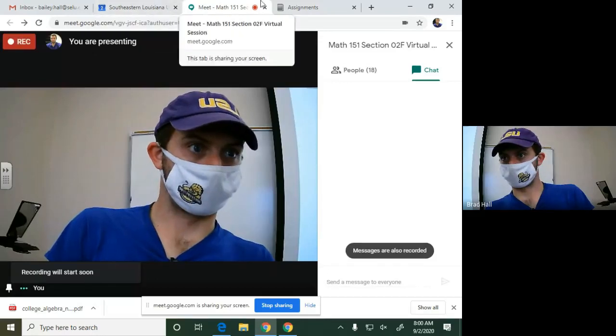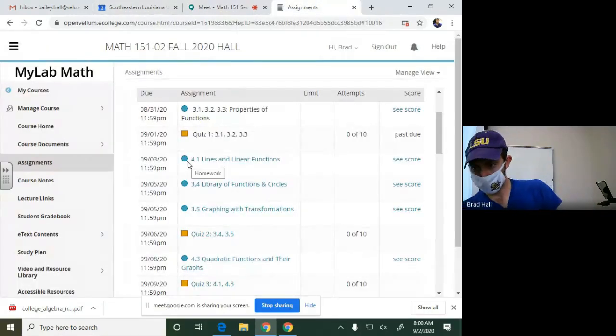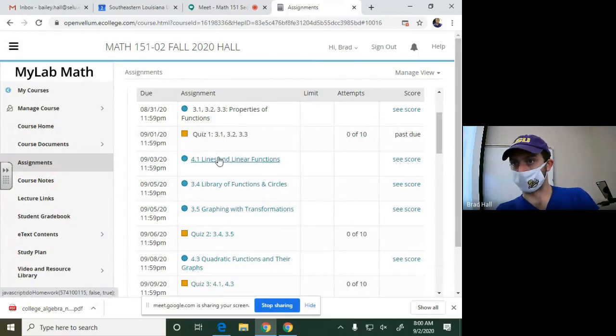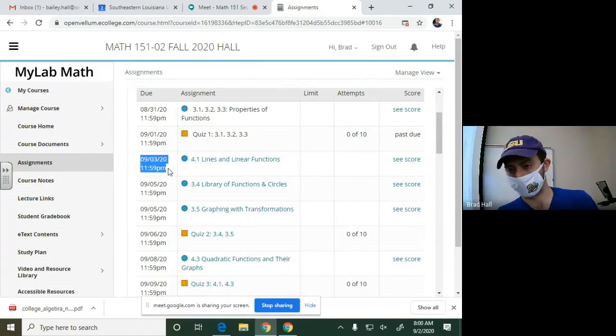For some of the upcoming due dates, we will be finishing lines and linear functions today, and that will be due tomorrow. So if you've not gotten started on that already, please do so. I think the majority of this material should be fairly straightforward as it pertains to lines. In particular, linear functions and equations should be familiar to those of you who may have had something similar in high school.